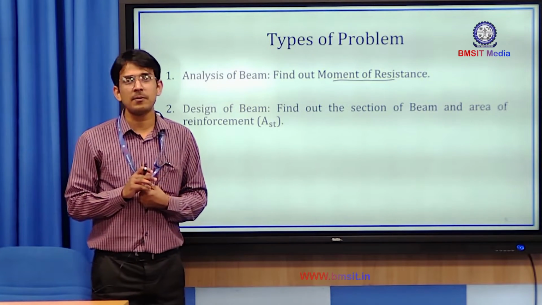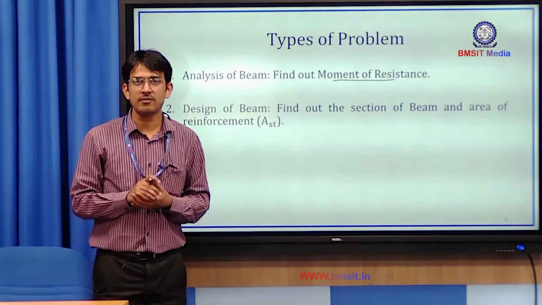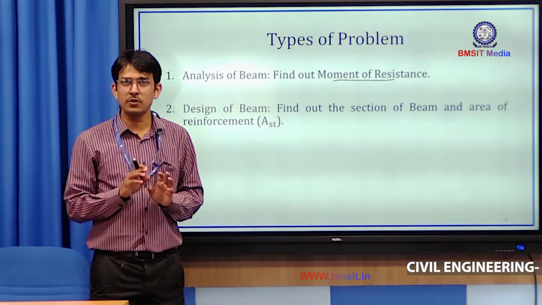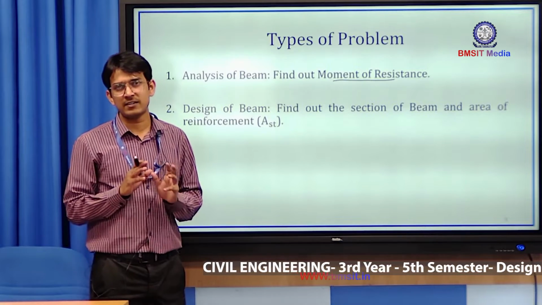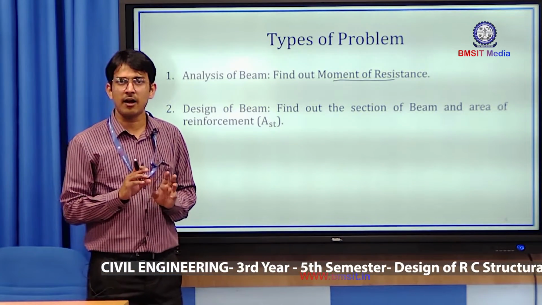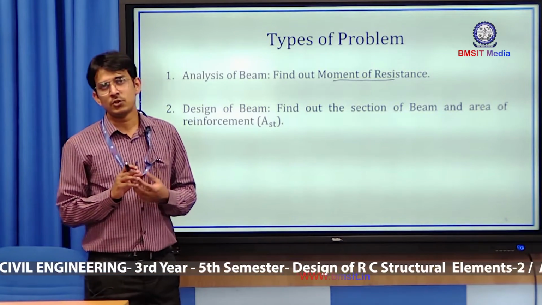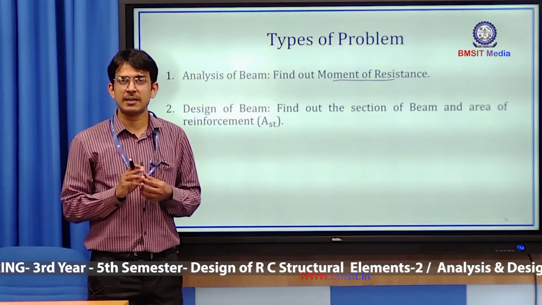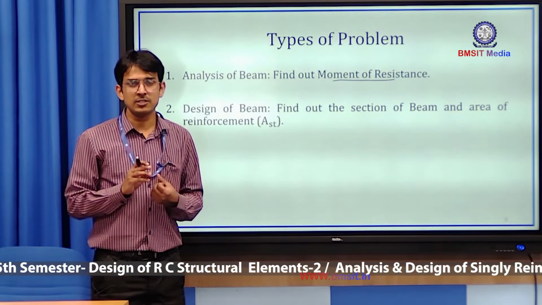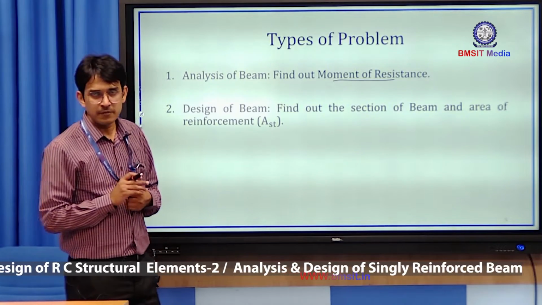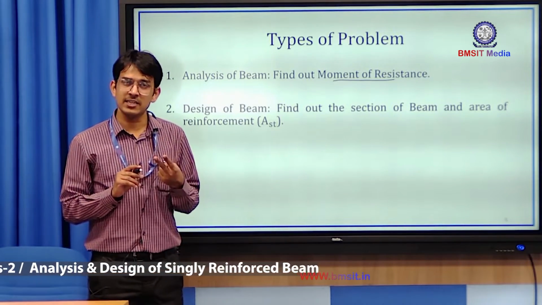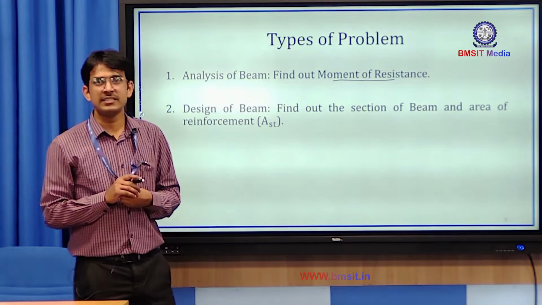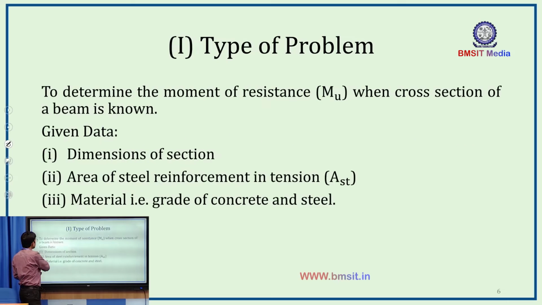And the third type of problem is the purely design problem. In this we don't know the dimensions, we don't know the reinforcement, so we have to first decide what the dimensions should be, and after that we have to provide the reinforcement. So that type of problem is the fully designed problem. So in this topic we have three types of problem: first is purely analysis, second is partially design, and third one is the purely design problem. So now I am coming to the first type of problem.